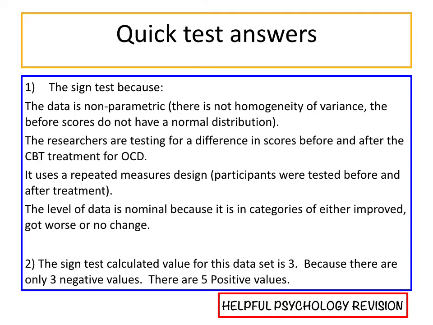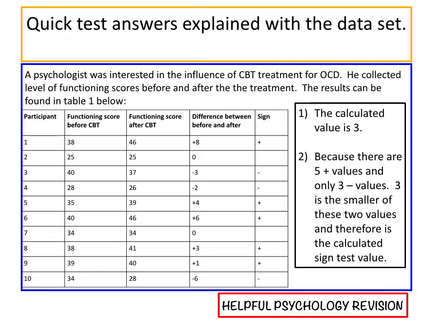Now notice how at each of those points I have justified my decision in relation specifically to this piece of research, not just generally said, oh, it's matched pairs design or repeated measures design. I have specified why in this case it is repeated measures design. The second question then, the calculated value for the sign test for this dataset is 3, because there are only 3 negative values and there are 5 positive values. I will show you on the next slide how I came up with those values.